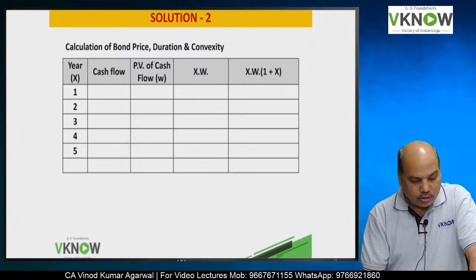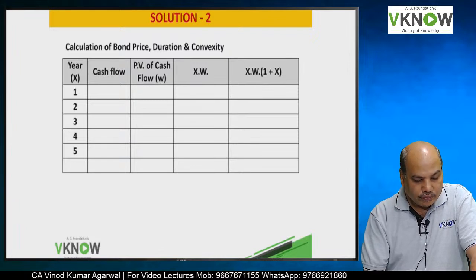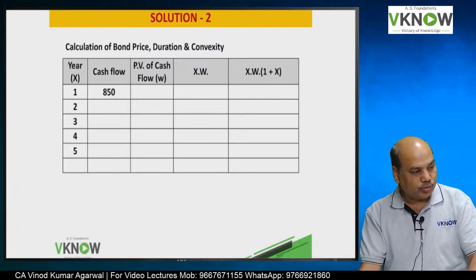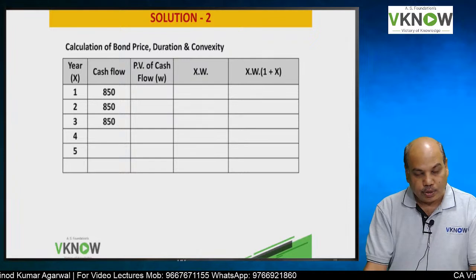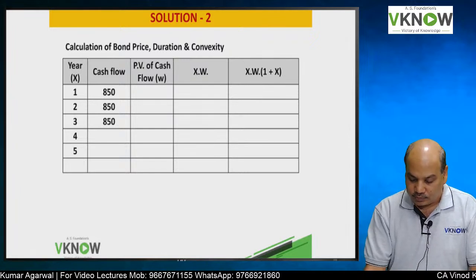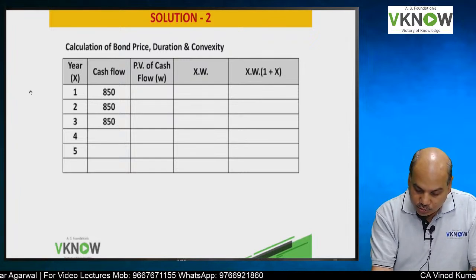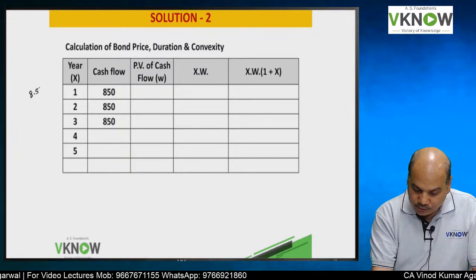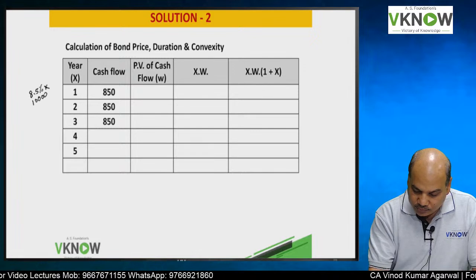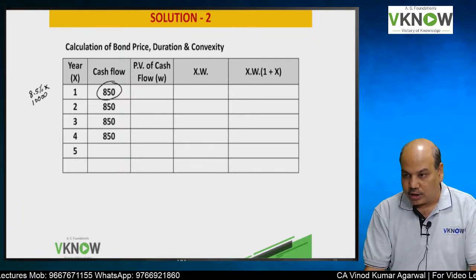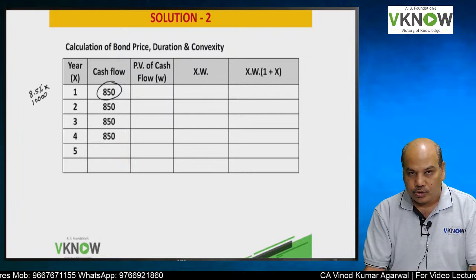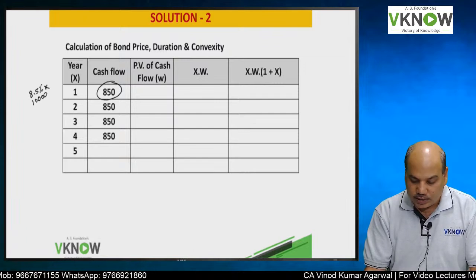First write down year column. How many years are there? 5 years. So write down 1, 2, 3, 4, 5. Then write down cash flow, 8.5% of 10,000. How did you get 850? 8.5% into 10,000. Please note down somewhere the working of 850. 4 times. In the last year, you will get 10,000 plus 850.